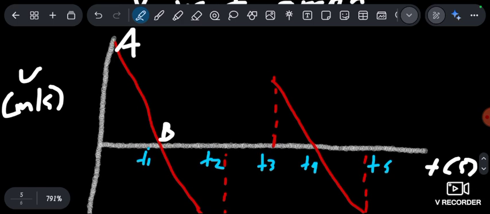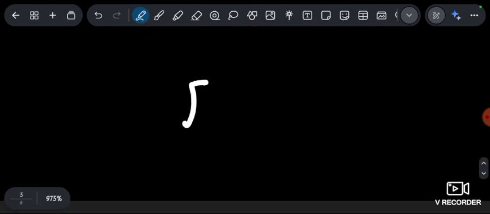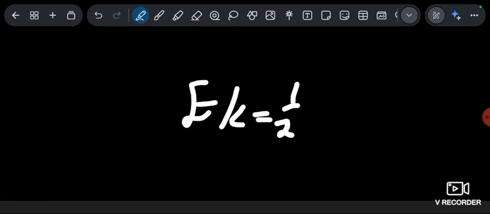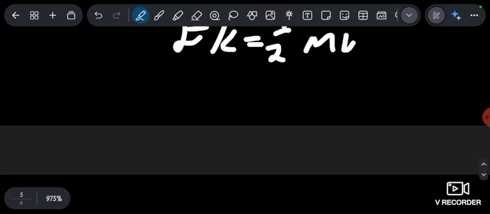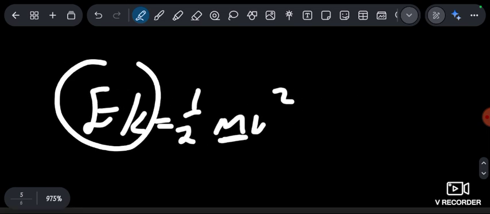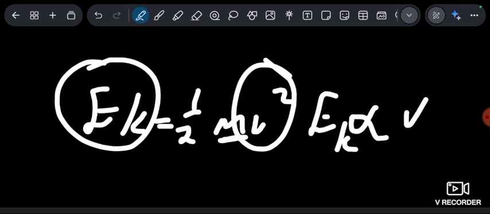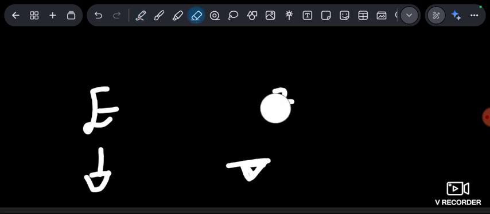Now you see here the velocity is less because as the ball collides with the floor, it loses energy. And as you know, kinetic energy is 1/2 mv squared. So suppose that the mass stays the same. These two are directly proportional. So EK is directly proportional to v. It means that if I lose energy, I will lose my velocity. I will decrease in terms of velocity.